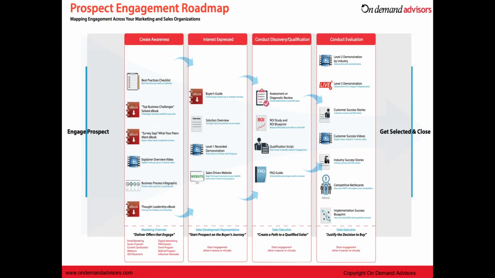Number 4 is something that we've created, and this is what we call the prospect engagement roadmap. So each of you can look at your prospects today. We've got these 4 different stages. We've got creating the awareness. We've got interest is expressed. We've got to conduct discovery. Discovery is from the buyer's side. Qualification is from the seller's side. And then we need to conduct the evaluation.